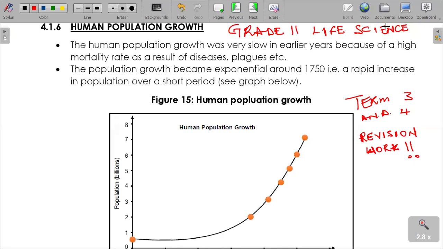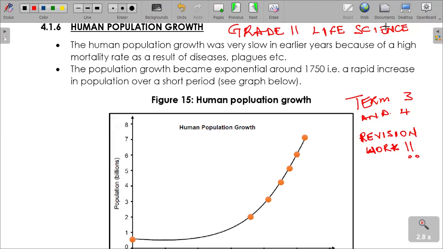We are going to be talking about human population growth, term 3 and term 4 revision work. This is Life Science Grade 11. Let's get going. On the board, I just posted some information that I'm going to use to present today's lesson. I'm going to be presenting on human population growth.